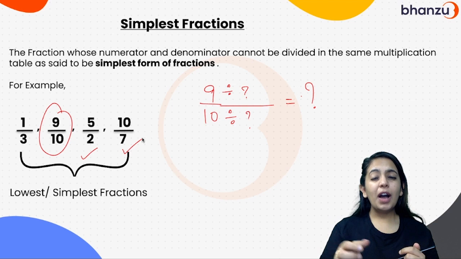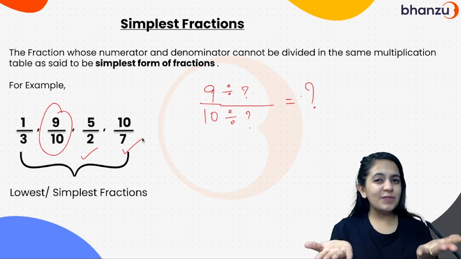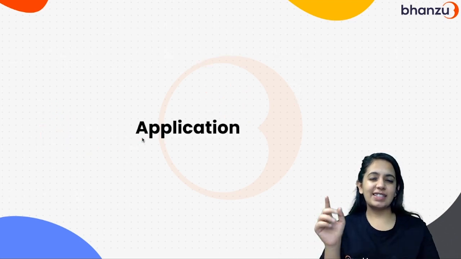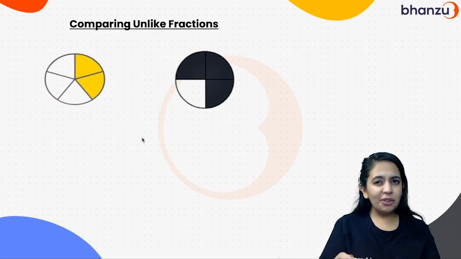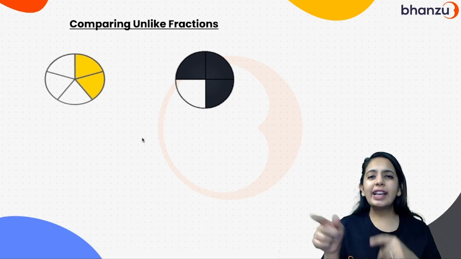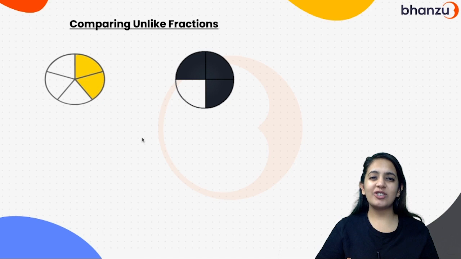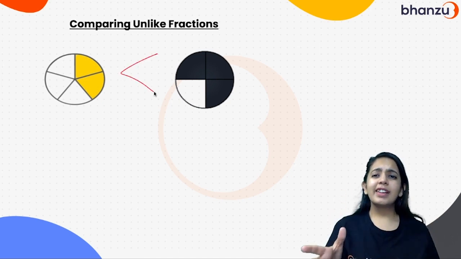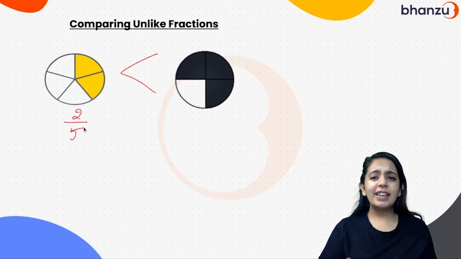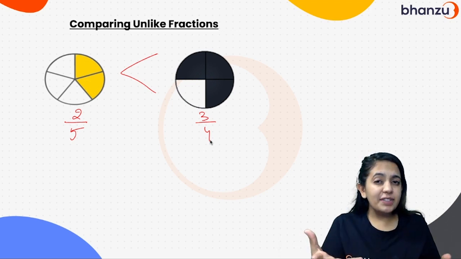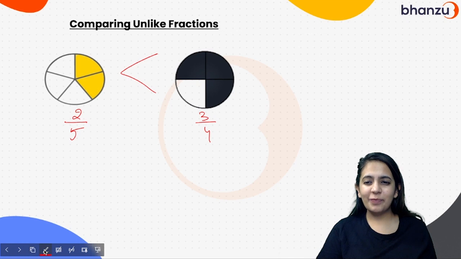Now that you know about equivalent fractions and simplest form of fractions, let me ask you a question that I've asked you in the beginning of this lesson. And the question was, can you compare the unlike fractions? So quickly apply all that you have learned and find out which fraction is greater. Okay, by looking at it, you can tell that, ma'am, 2/5 is lesser than 3/4. But what if you don't have these image representation? You have to just compare using the fraction.